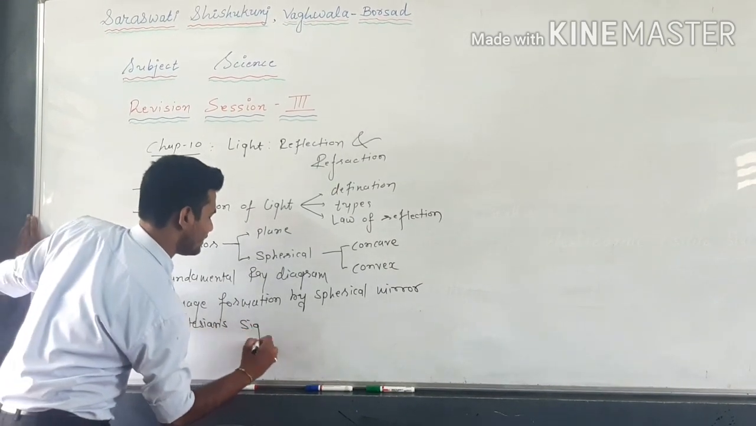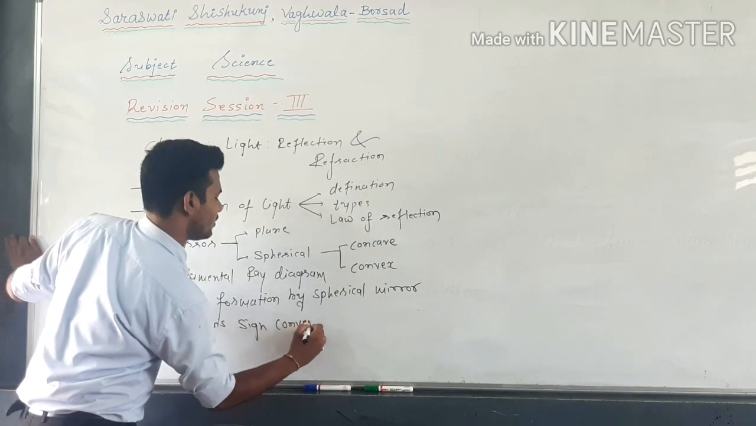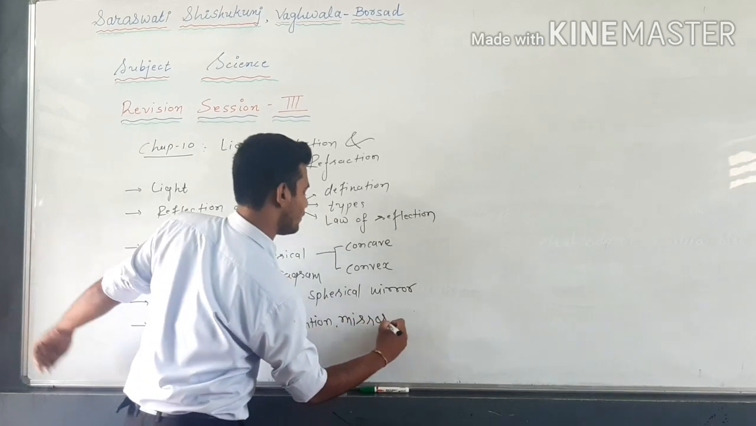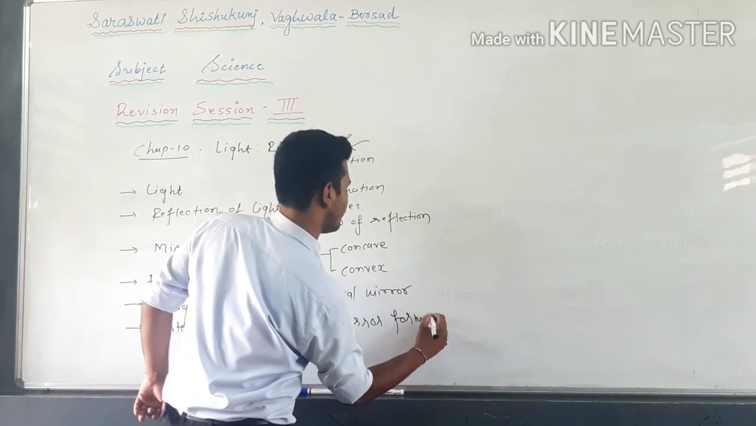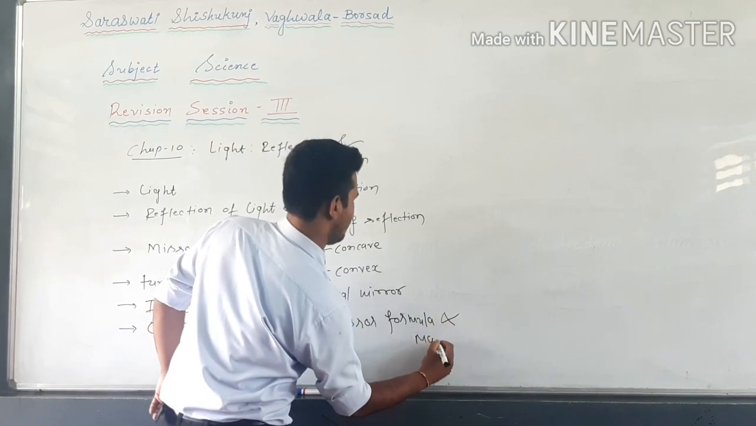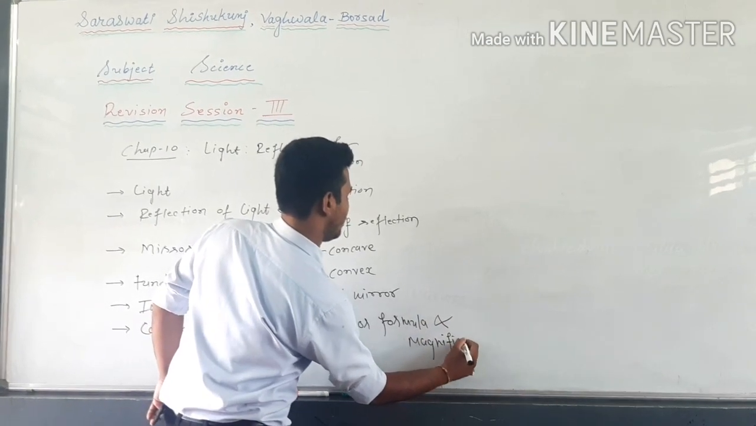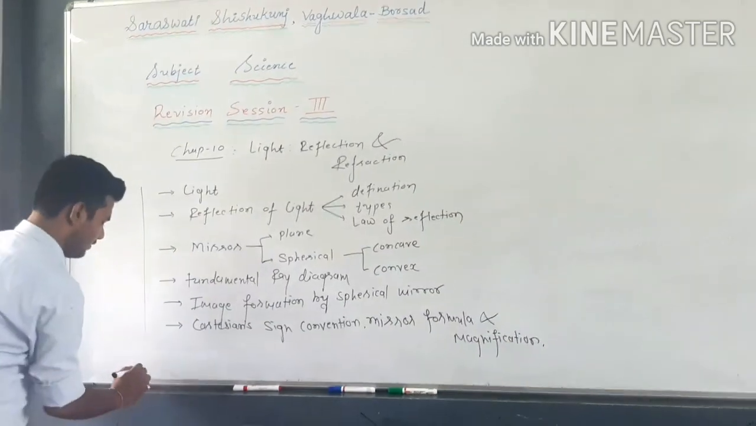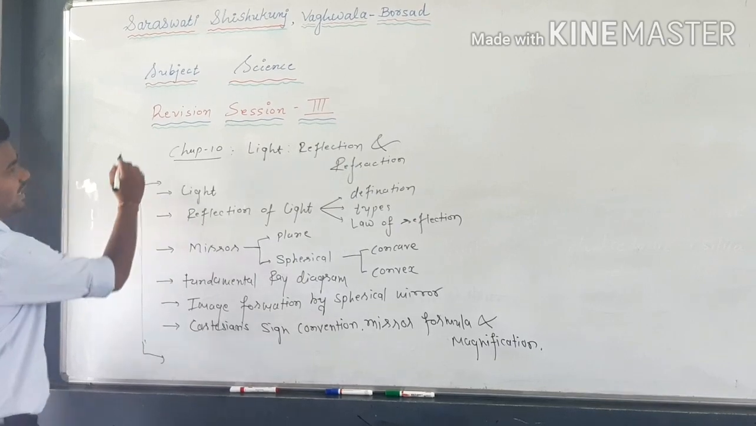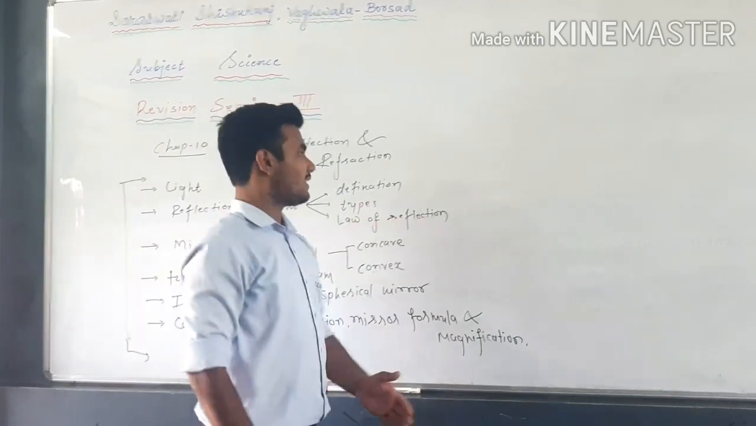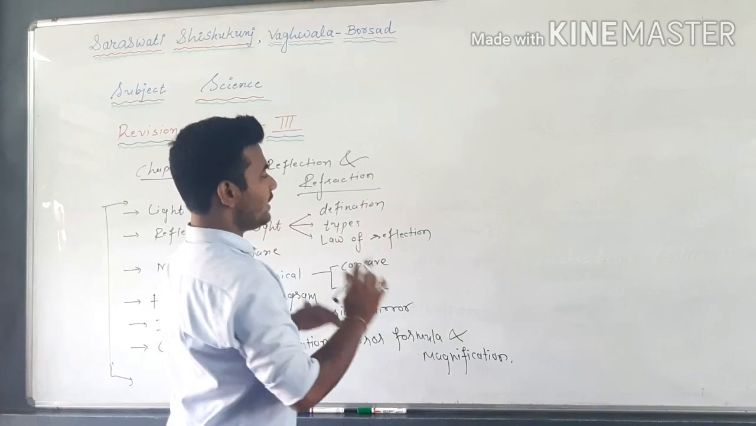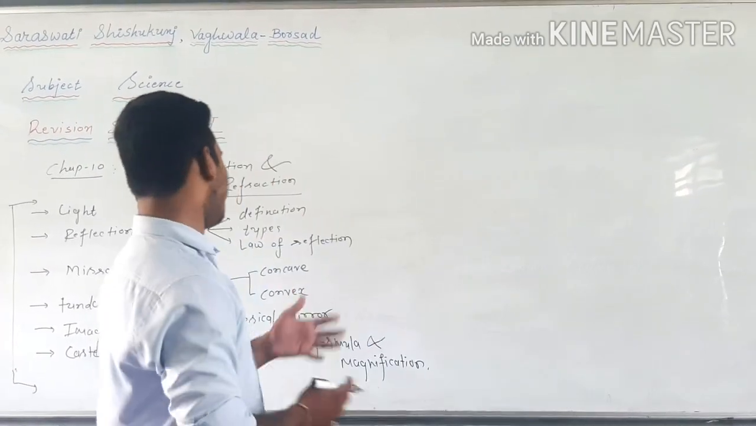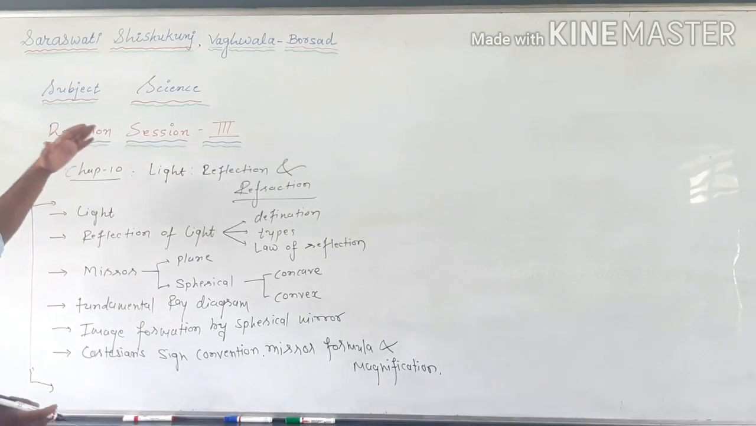After image formation by spherical mirror, we will also discuss Cartesian sign convention, mirror formula and magnification. Right, so all these topics we are going to revise in our revision session 3, and the rest, the portion of refraction, we will discuss in our revision session 4. So now let's start our revision of third session.